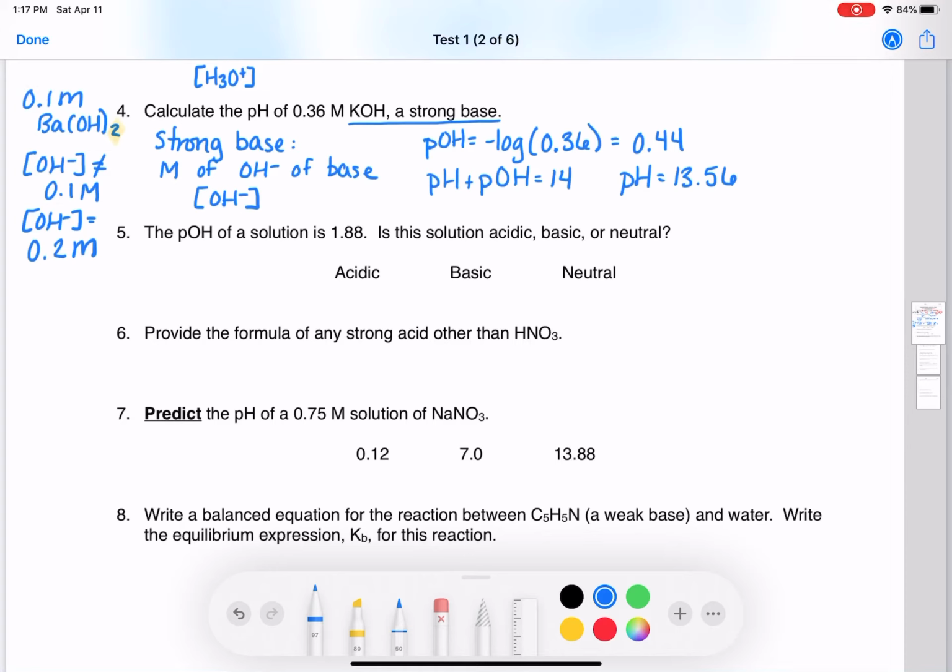pOH of a solution, question number 5, the pOH is 1.88. Is this acidic, basic, or neutral? Well, the pH scale is based on the pH, not the pOH. So if the pOH is 1.88, the pH is going to be 12.12, which is very basic.